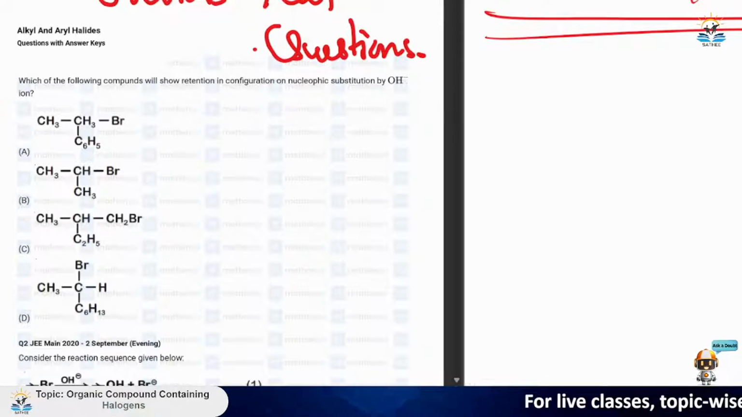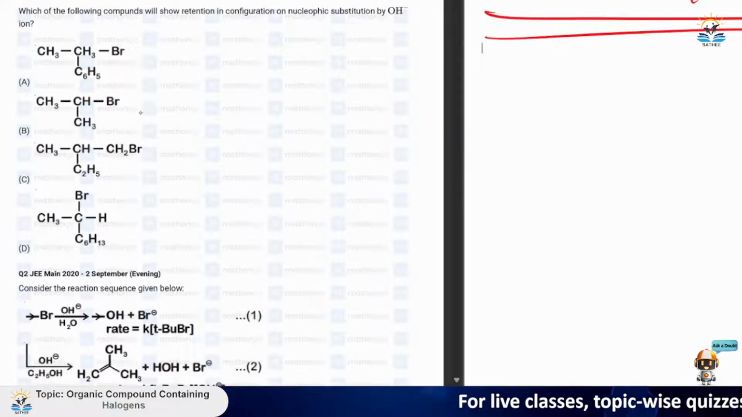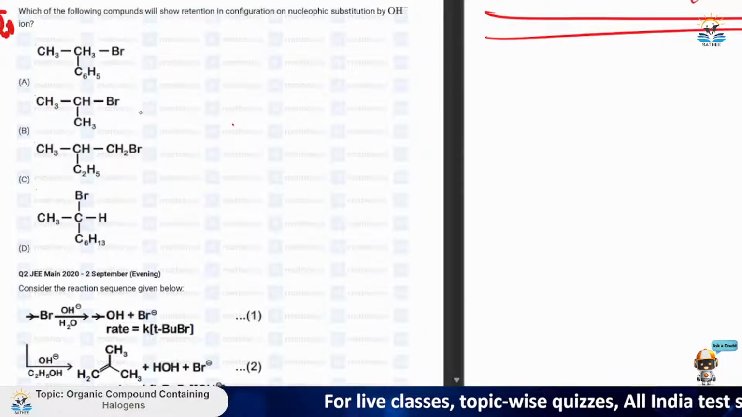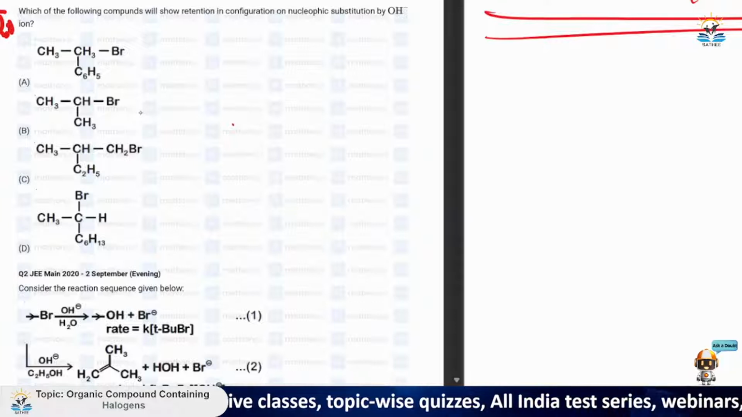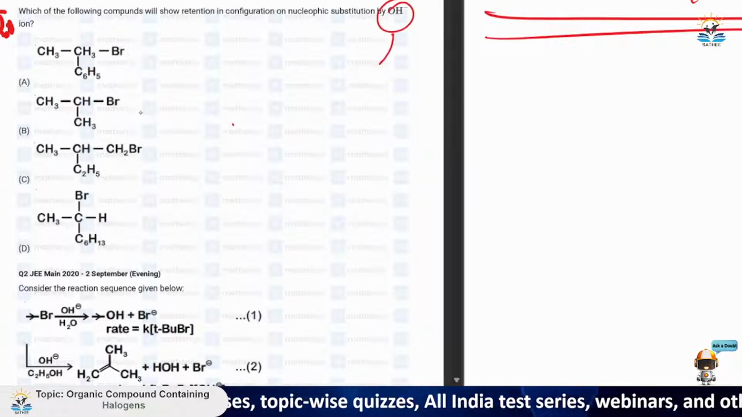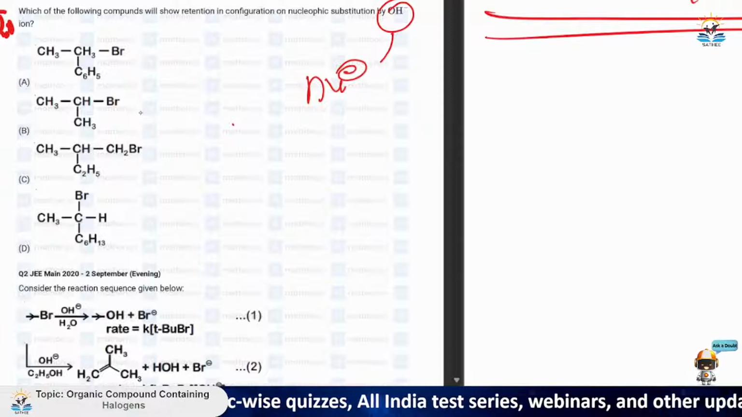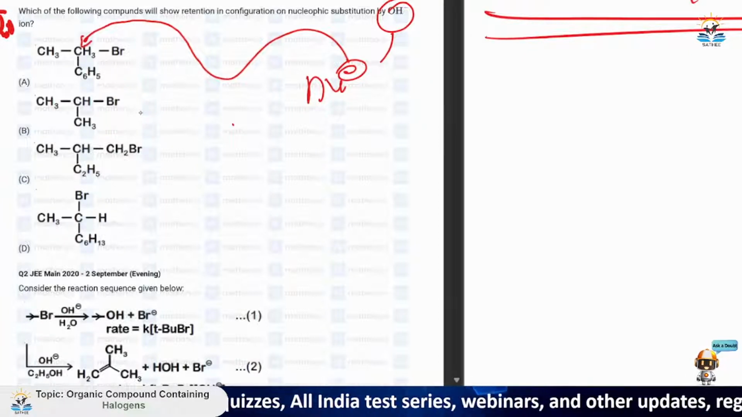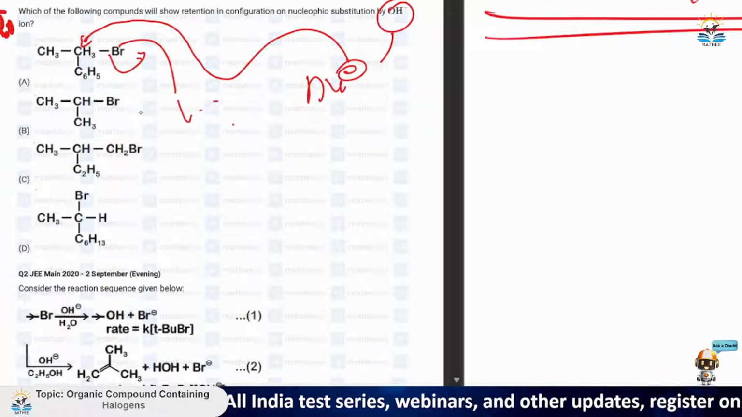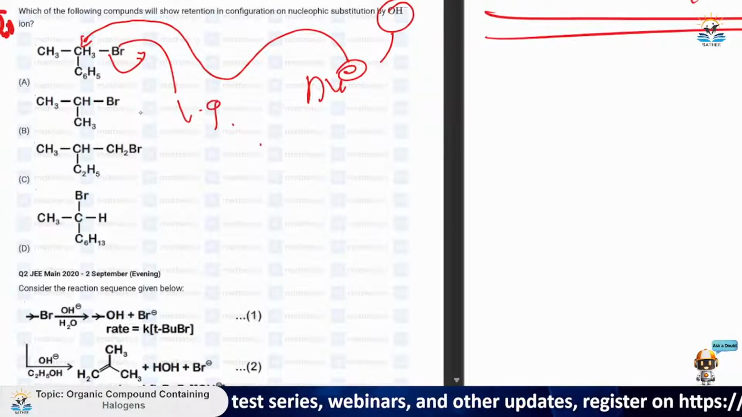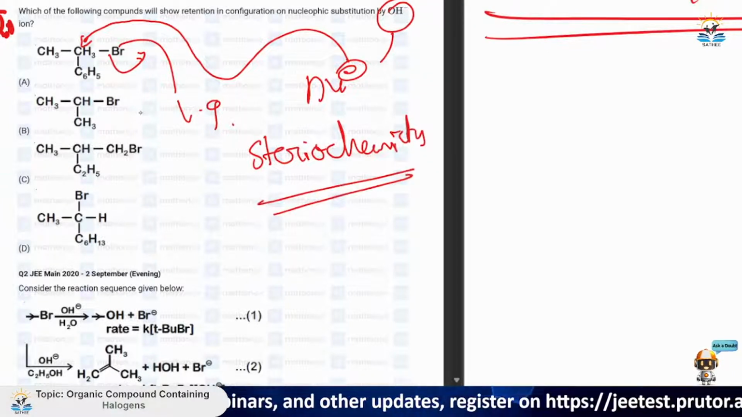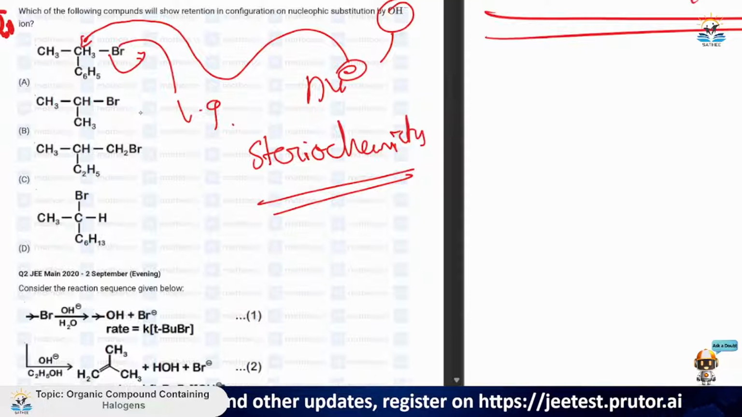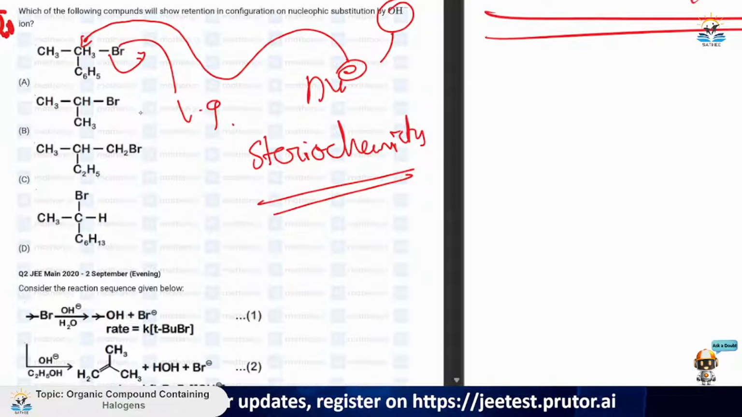Okay, so question number one. Let me decrease the intensity. Which of the following compounds will show retention in the configuration on nucleophilic substitution? Okay, so see, this is our nucleophile. So if the nucleophile will come to here only, why? Because this Br is a leaving group. So it is asking about stereochemistry. Stereochemistry means if this chlorine will come at a wedge or dash. Okay, like that.